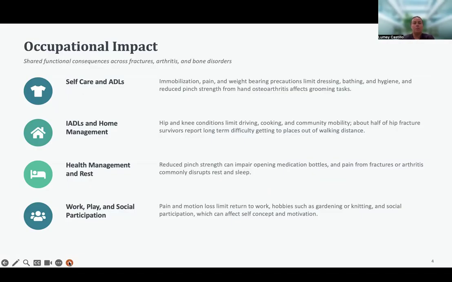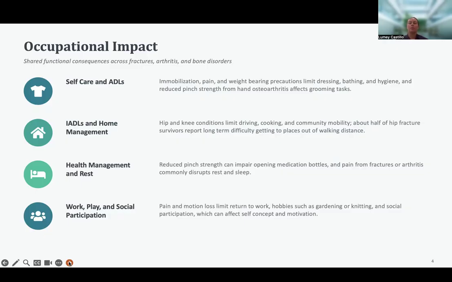How about the occupational impact? So for self-care and ADL, immobilization, pain, and weight-bearing precautions limit dressing, bathing, and hygiene, and reduced pinch strength from hand osteoarthritis affects grooming tasks. For IADLs and home management, hip and knee conditions limit driving, cooking, and community mobility. About half of hip fracture survivors report long-term difficulty getting to places out of walking distance.